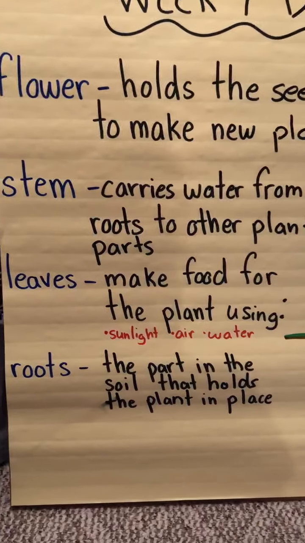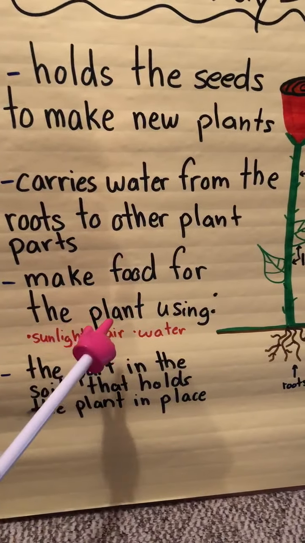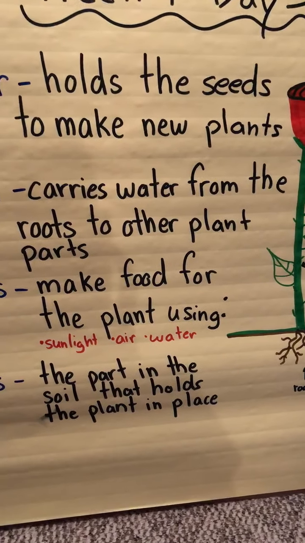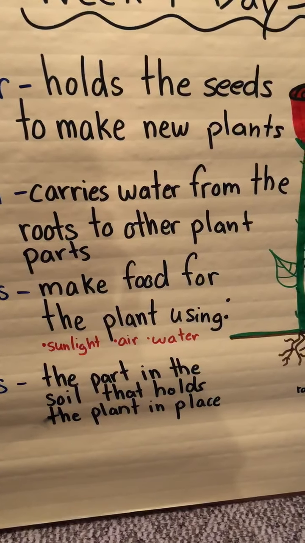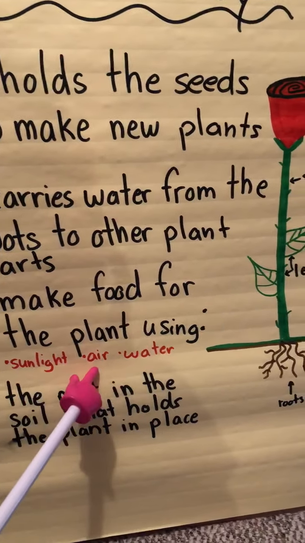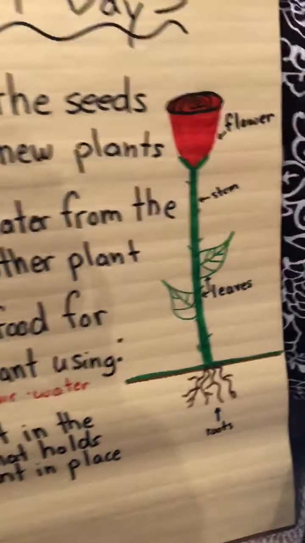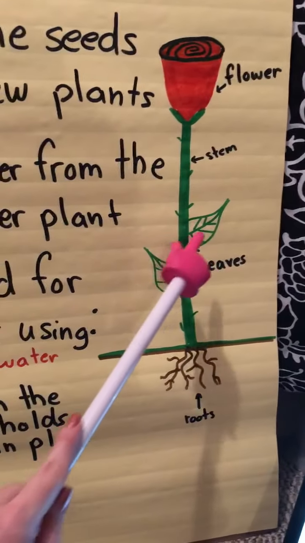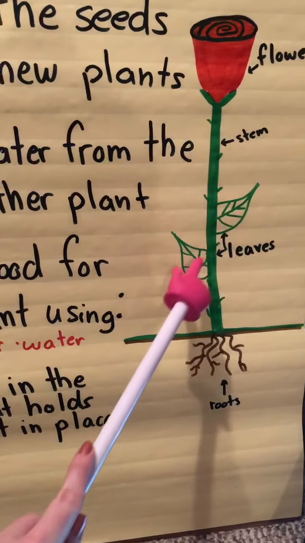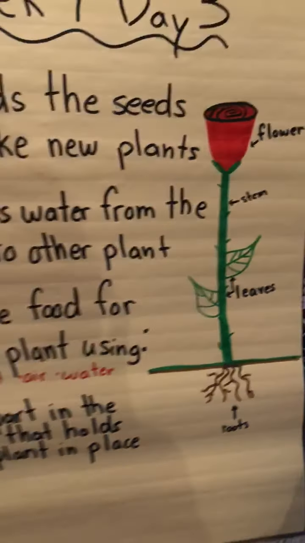So let's go back to the next part. The next plant part are the leaves, which make food for the plant. Plants need 5 things, but what they use to make the food are the sunlight, air, and water. That's what plants use to make food. So here we have the leaves right here, and they kind of stick out so that they can get that sunlight, they can get the air and the water, and that's where the food's made for the plant.